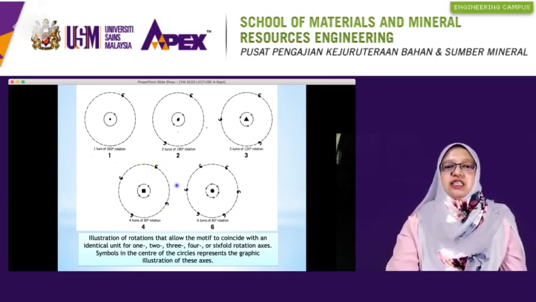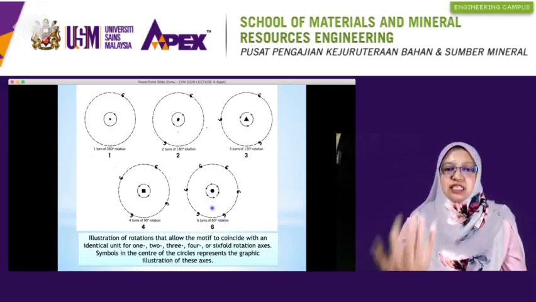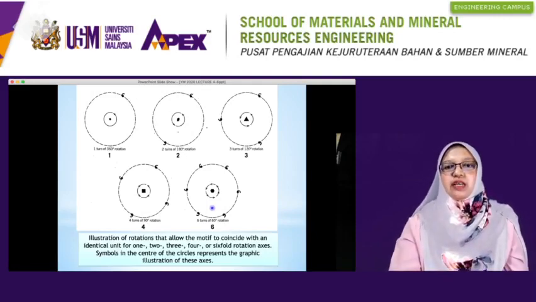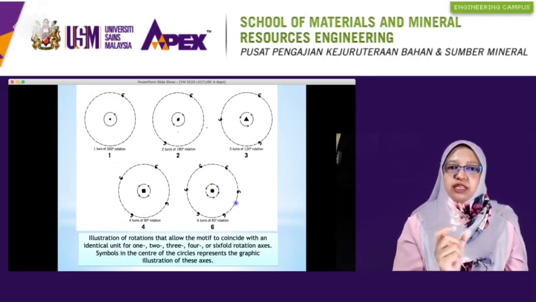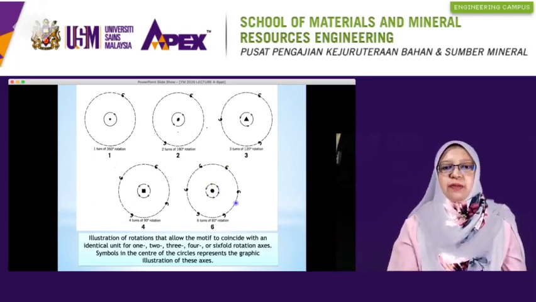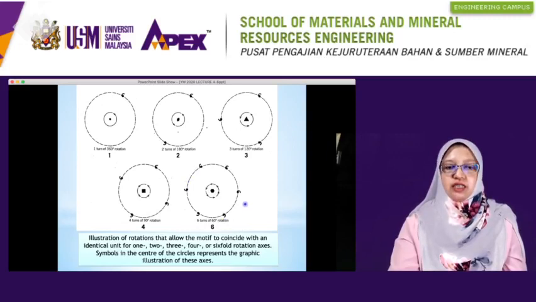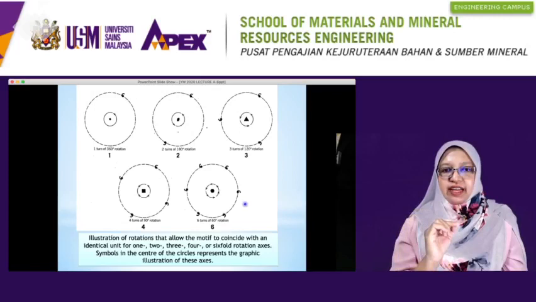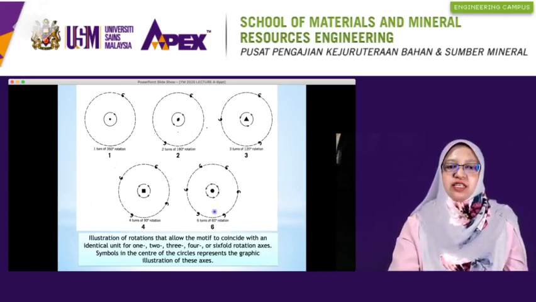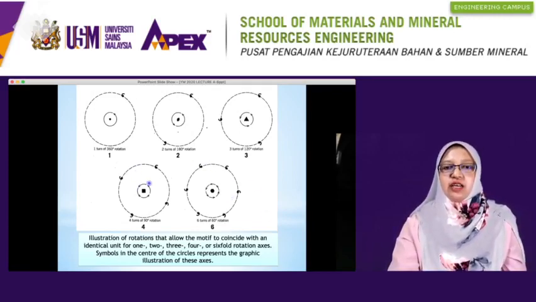Okay, the same goes for n equals 6. For n equals 6, that means there are 6 turns of 60 degree rotation. The higher the number of rotations, the smaller the angle of rotation. Make sure you use your compass and protractor to draw all these illustrations so that they look exactly at the perfect angle of 60 degrees for this one, and then this one is 90 degrees. Please draw carefully.